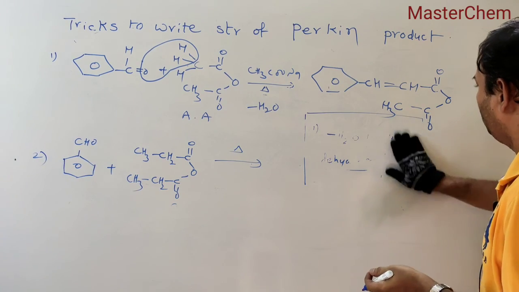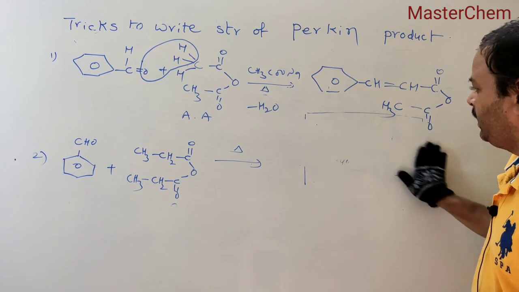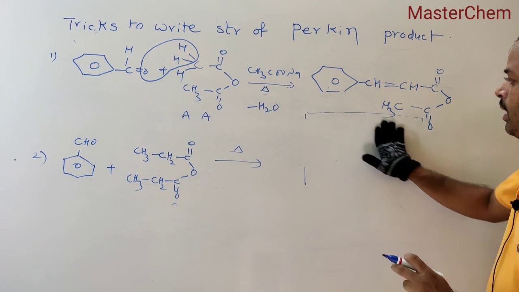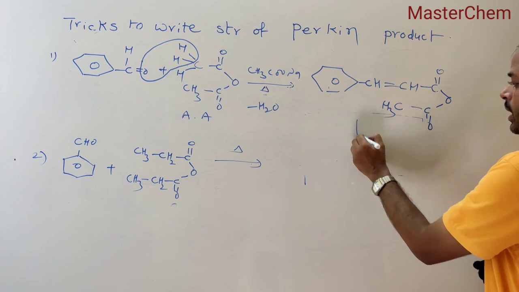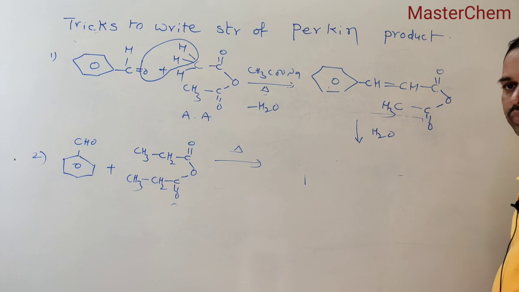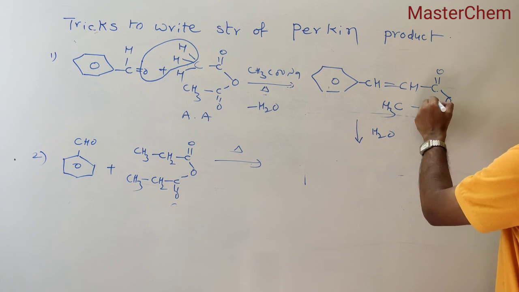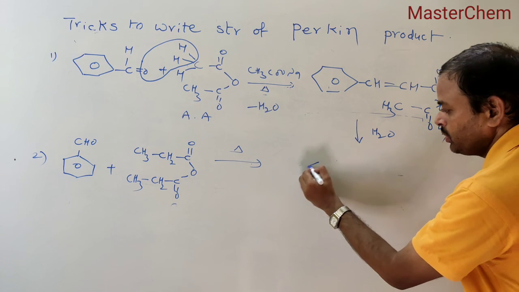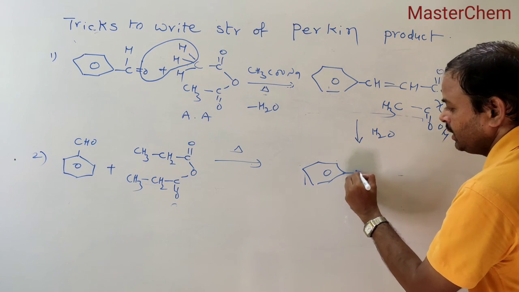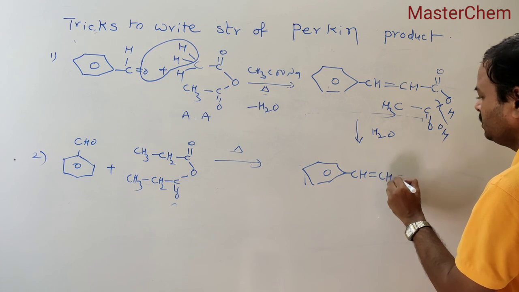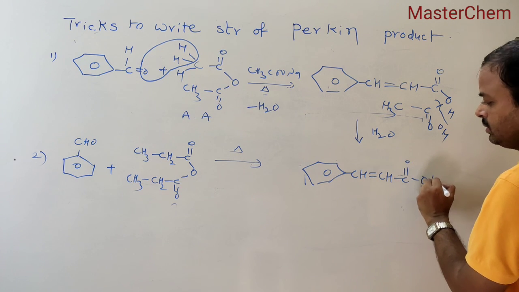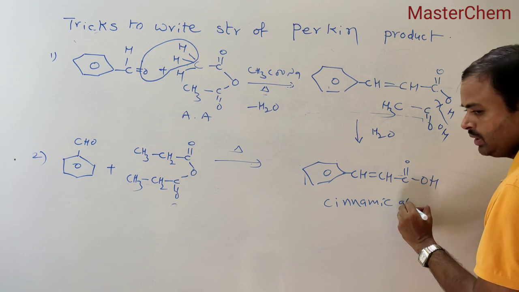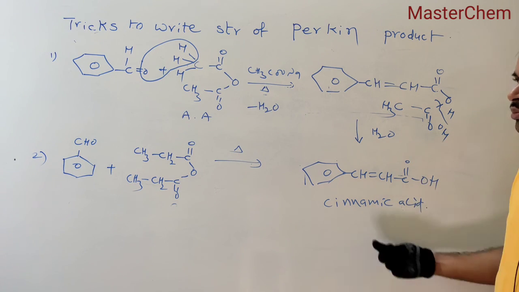Now dehydration is completed. First part, dehydration, completed. The second part is hydrolysis. Just hydrolyze with H2O. So hydrolysis takes place, HOH. What is the product? CH double bond CH, COOH. This is called cinnamic acid. Cinnamic acid. Very simple.